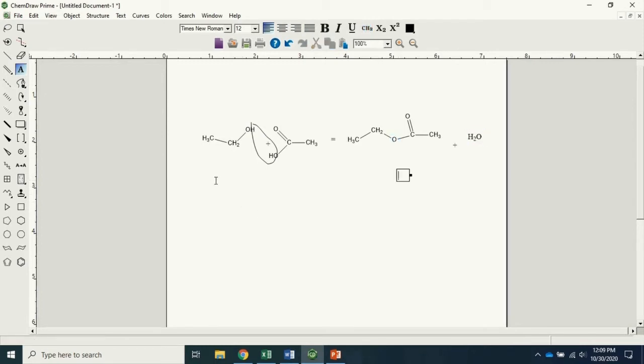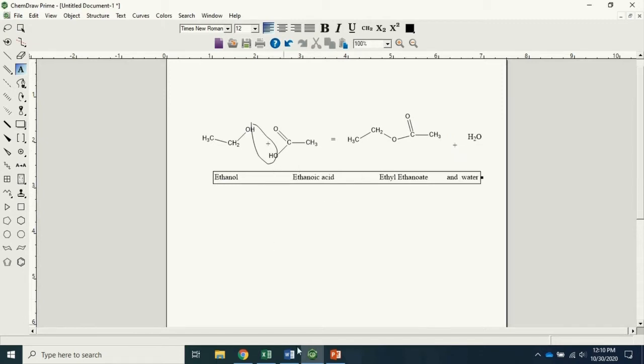So this is going to be called ethanol. That is ethanoic acid. It's going to give us ethyl ethanoate and water. This is going to be the reaction which takes place.